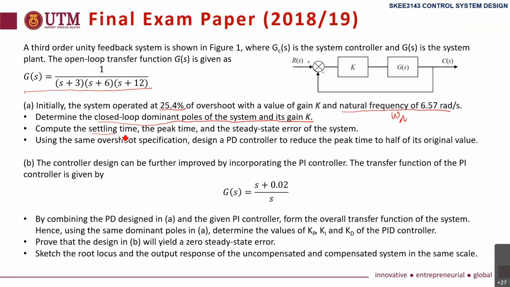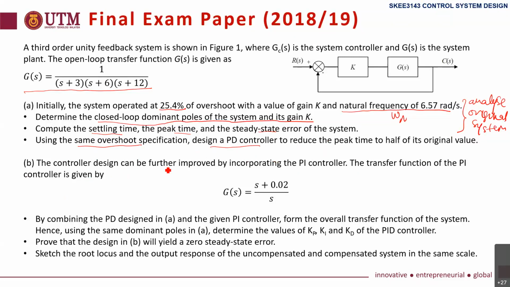Compute the settling time, peak time, and steady state error. So here we want to analyze the original system. Then using the same overshoot, design a PD controller to reduce the peak time to half. We want to use PD to reduce the peak time by half. That is PD.